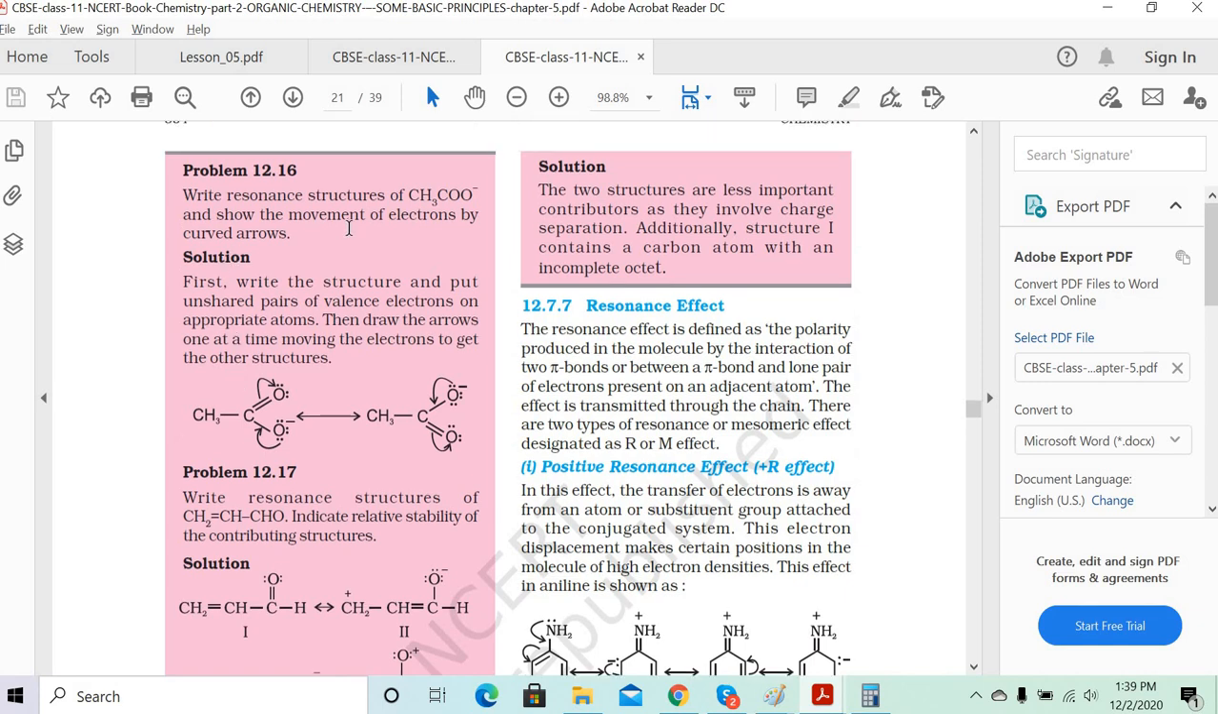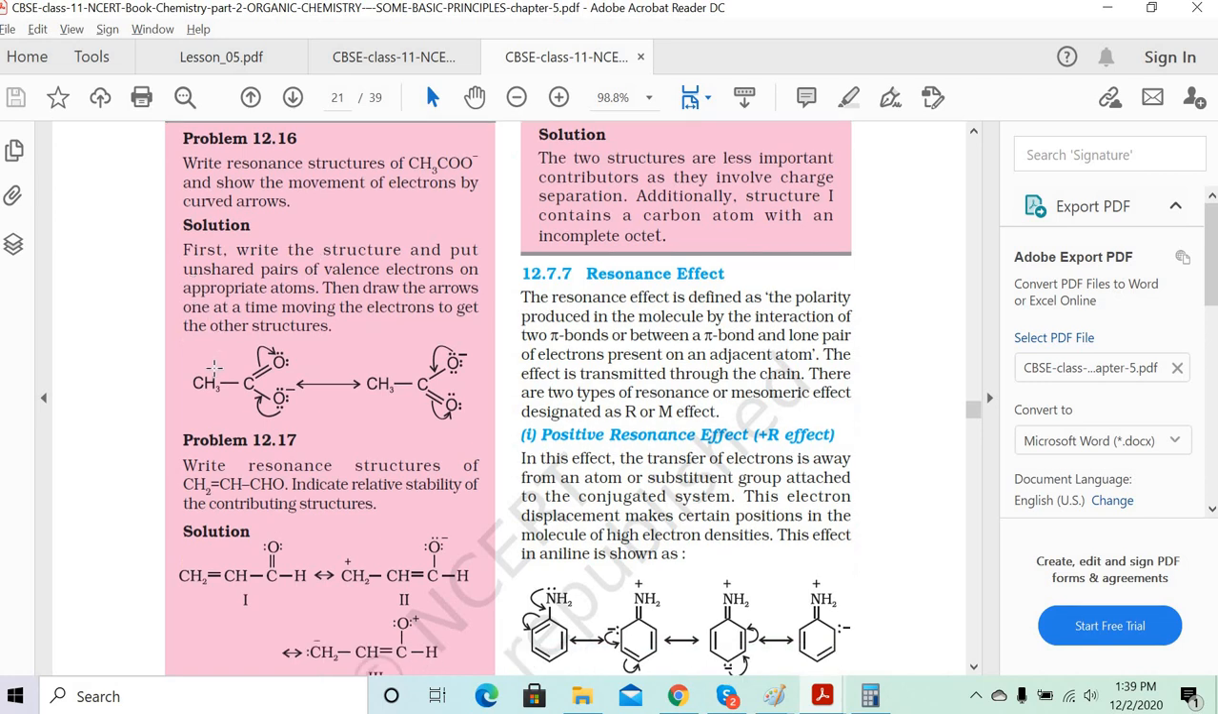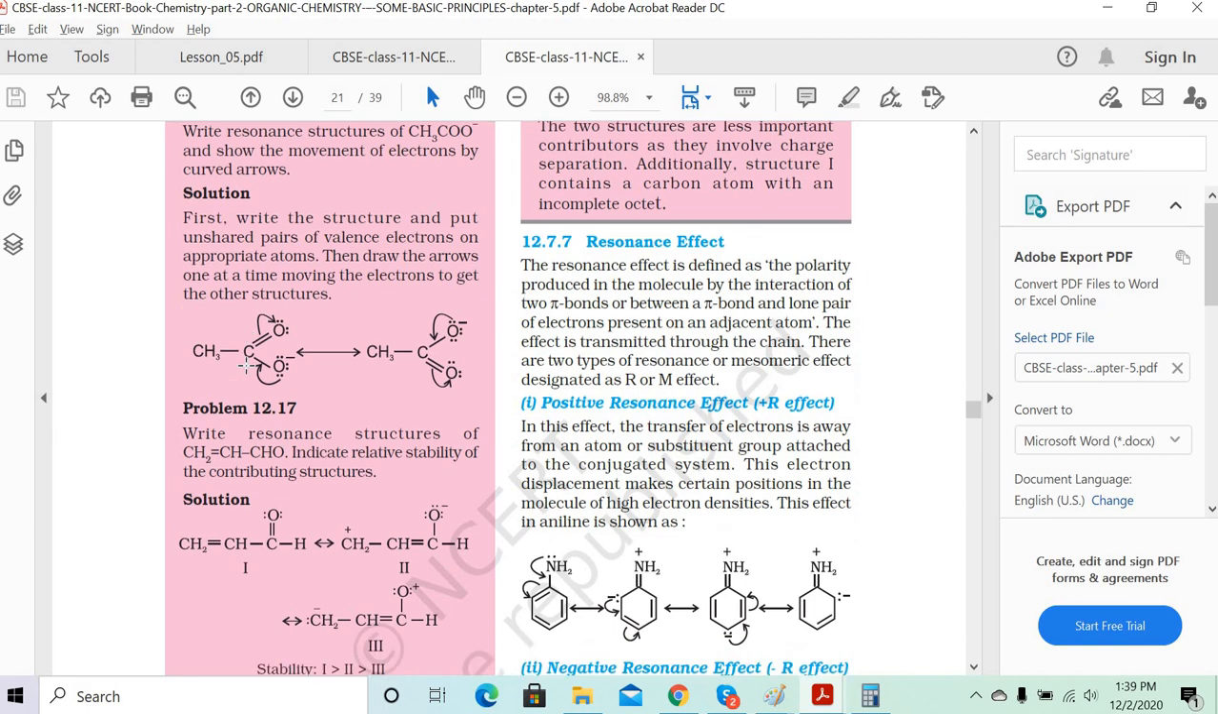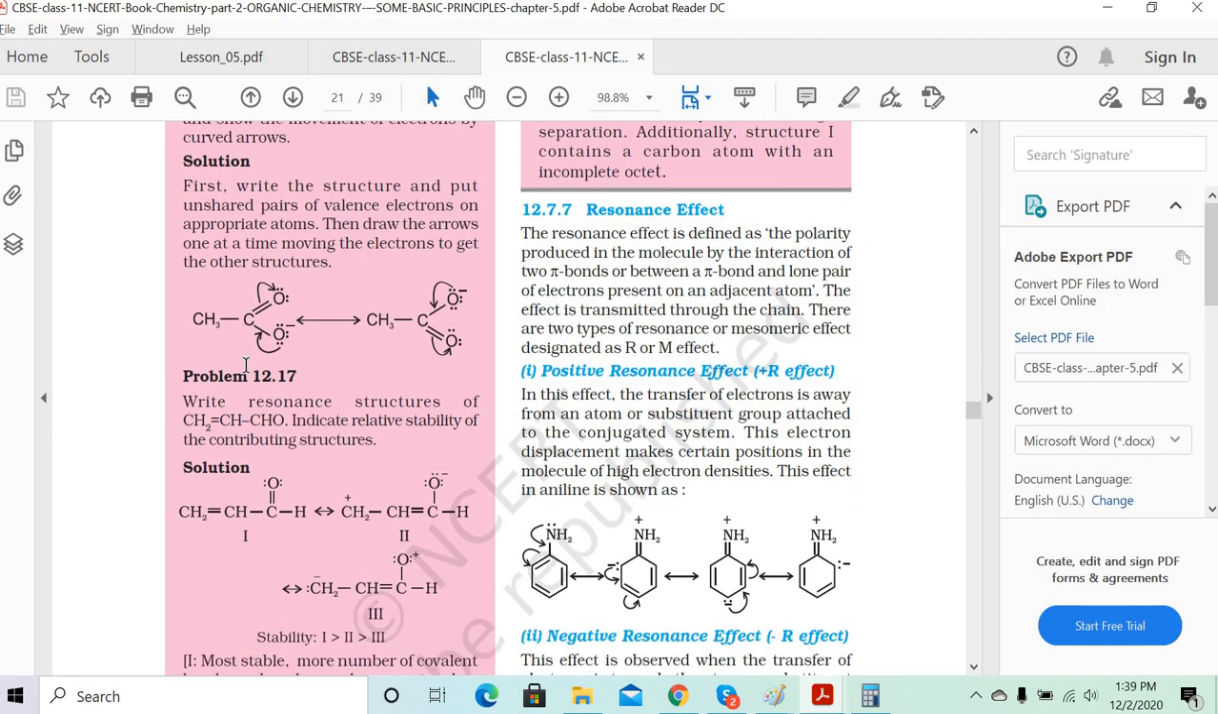Okay, good, Vijay. Did you understand for the resonance structure of CH3COO minus acetate ions how the movement of electrons will be shown with curved arrows? Just draw the structure of this part and then I'll explain what is happening. So again we are showing the resonance between the acetate ions.